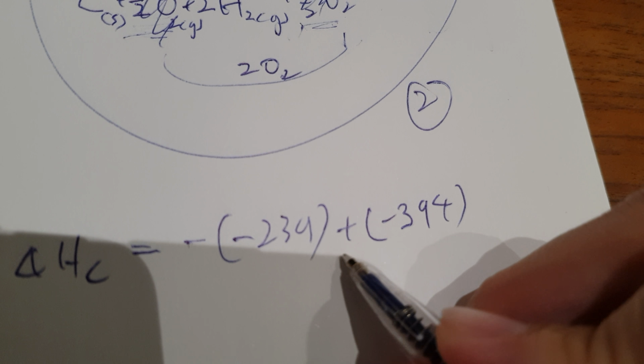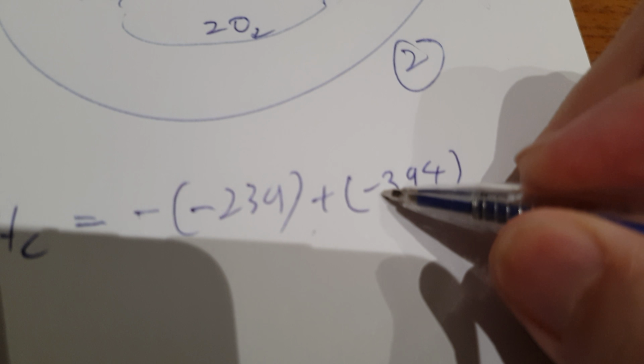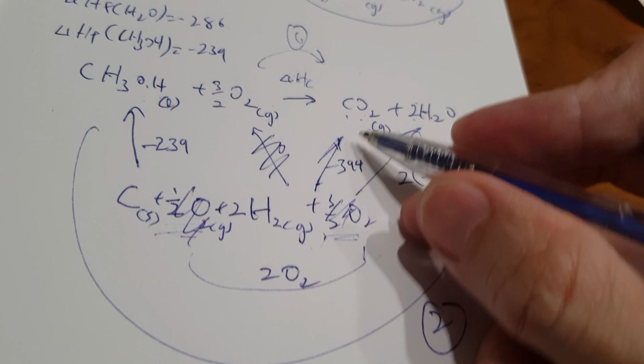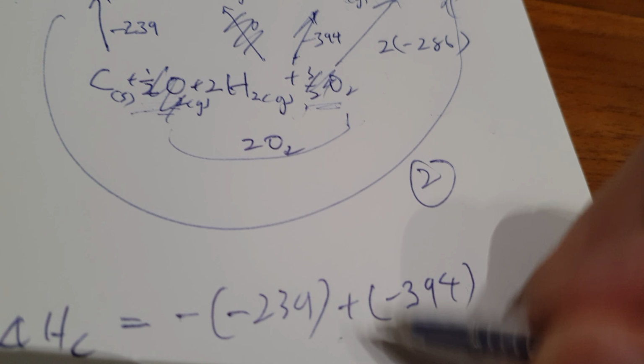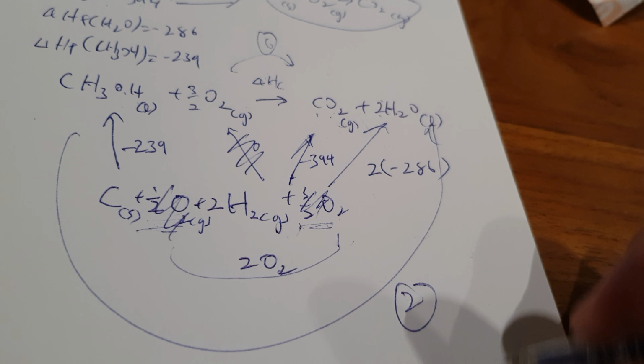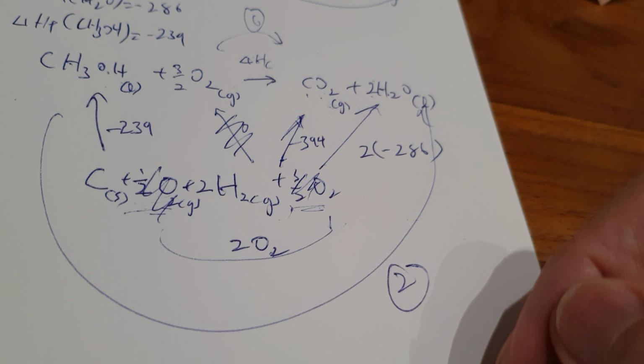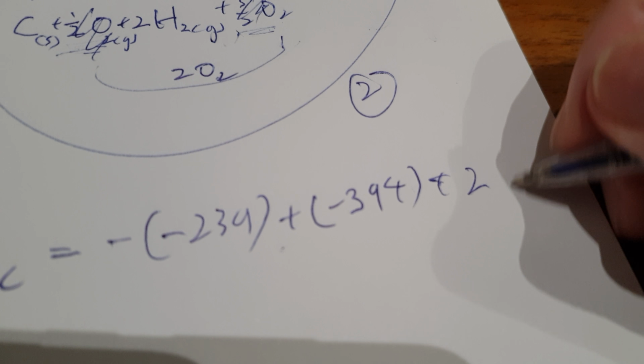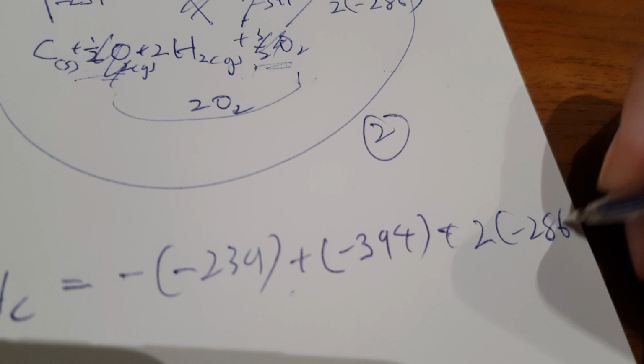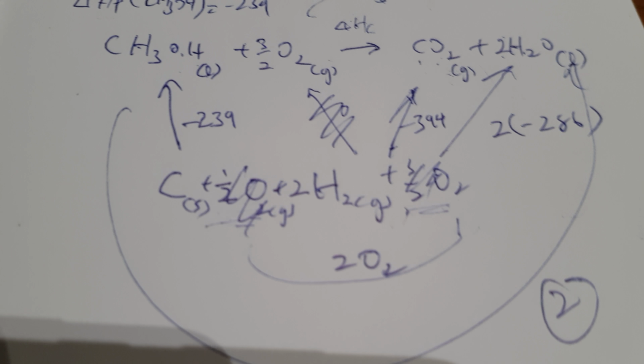So look at the way I do it. I will do the operation in the correct way and keep the sign separate. I should add because it's the same direction, but it's a negative number, so I put in the minus sign, the minus 394. And I should add this number, so I plus 2 times negative 286. So please follow step by step what I teach you to do.